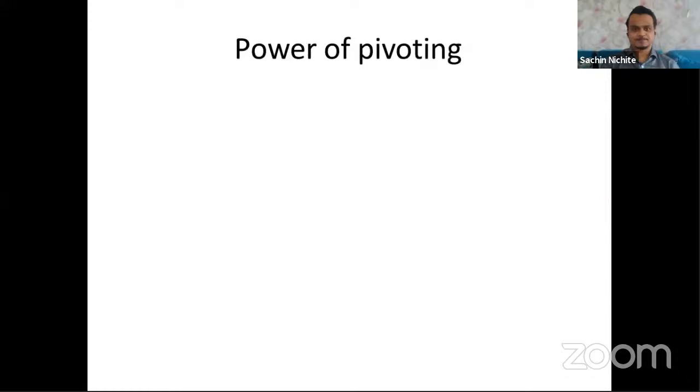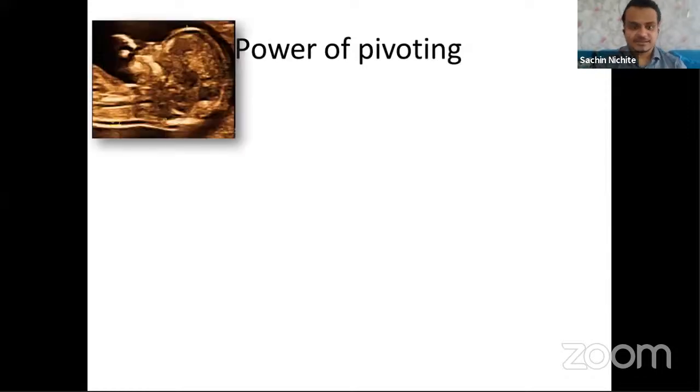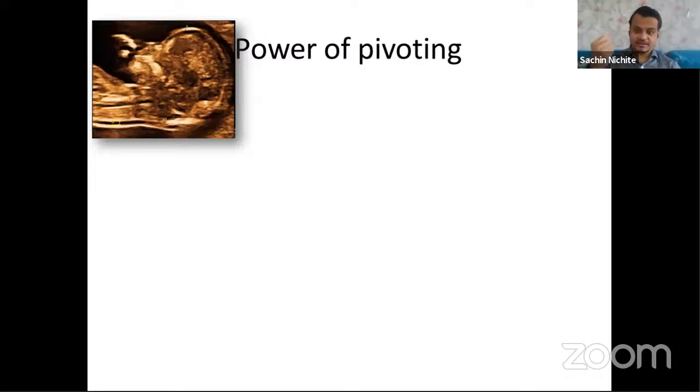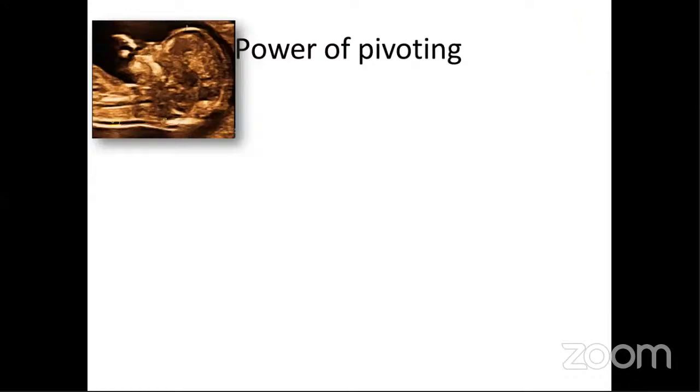It's very important. Power of pivoting. Yes, this is a good concept. Whosoever wants to learn NT scan, see, this is the image we acquire. There are two complexes which are supposed to be in the image. One is the nasal bone complex, one is the NT-IT complex. If you are learning initially, it is very difficult. The fetus slips off, one complex comes, the other does not come.